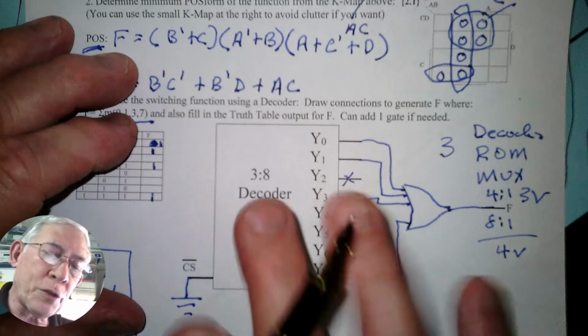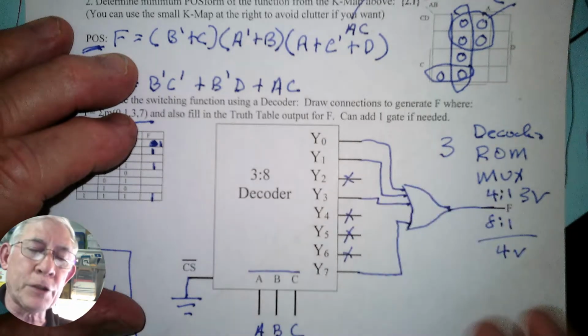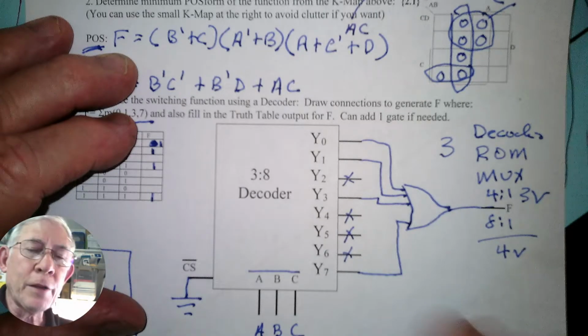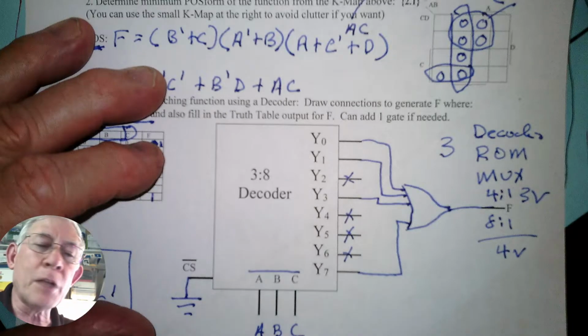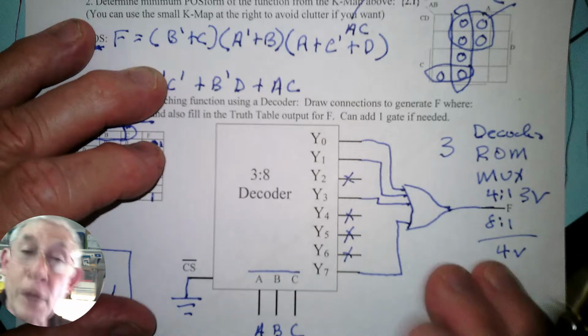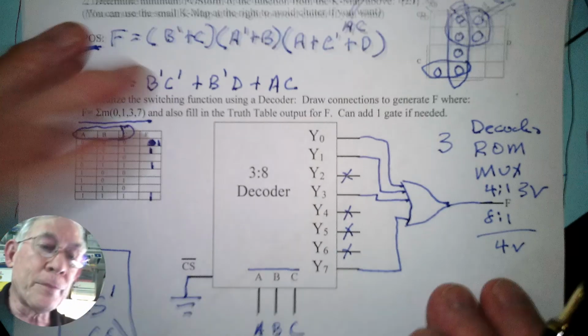It just, remember, for every additional independent variable, it doubles the size of the ROM. And with the decoder and the ROM, you can do multiple functions. Here you just need a new OR gate. There you just need a new column. So every additional function adds a column. Every additional independent variable doubles the size of the ROM. Okay.